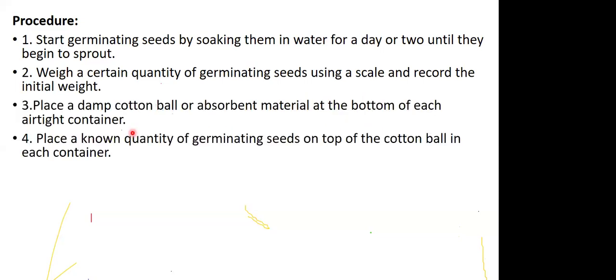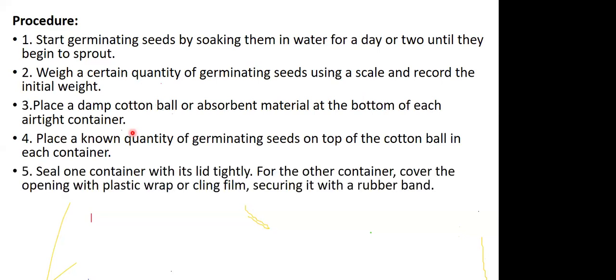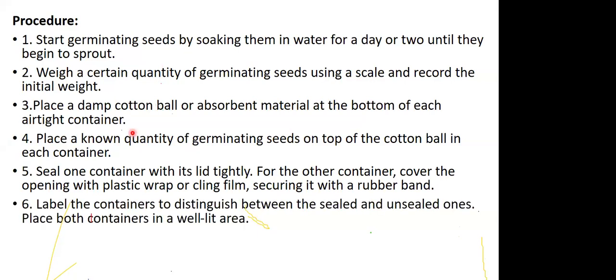Then place a damp cloth or absorbent material at the bottom of each airtight container. Place a known quantity of germinating seeds on top of the cotton wool in each container. Okay. Now seal one container with its lid tightly. For the other container, cover it with plastic wrap or cling film. Okay. Then label the containers to distinguish between the sealed and unsealed ones.